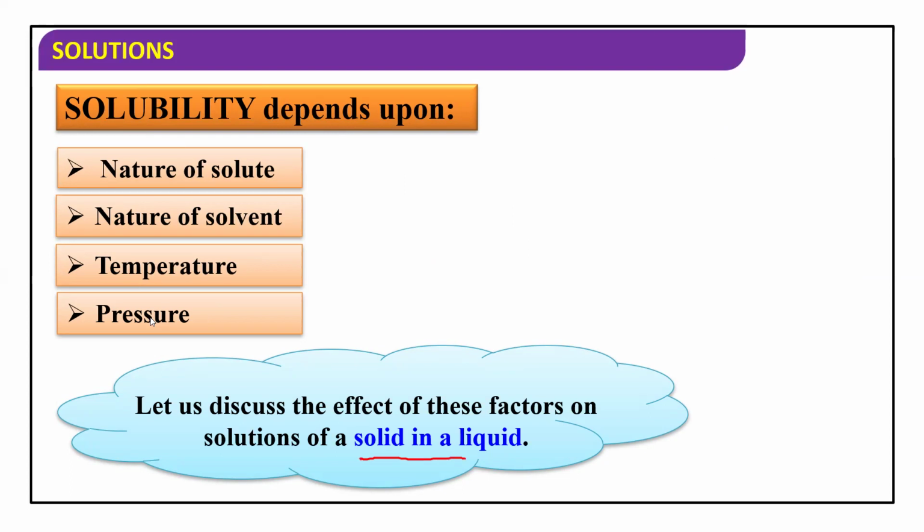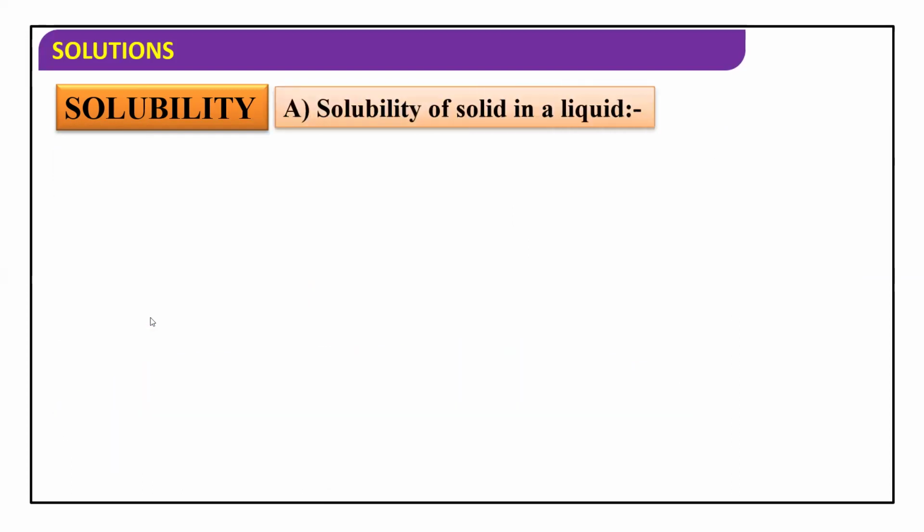So first I am going to take solid in a liquid, then we will discuss gas in a liquid. First let me take solid in a liquid type and then we will discuss the effect of these four factors on that. Now coming to solubility of a solid in a liquid, let's see how the nature of solute and solvent is going to affect it.